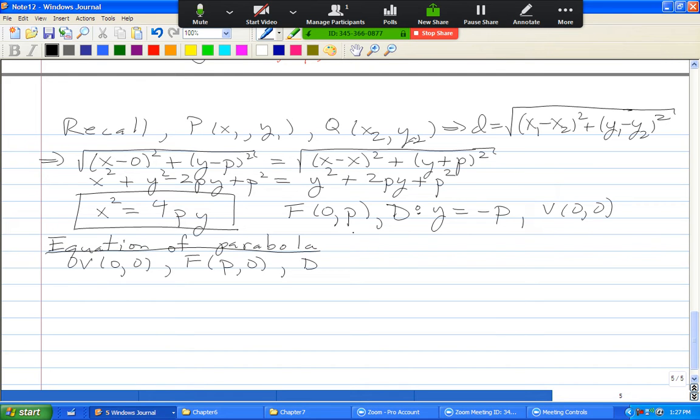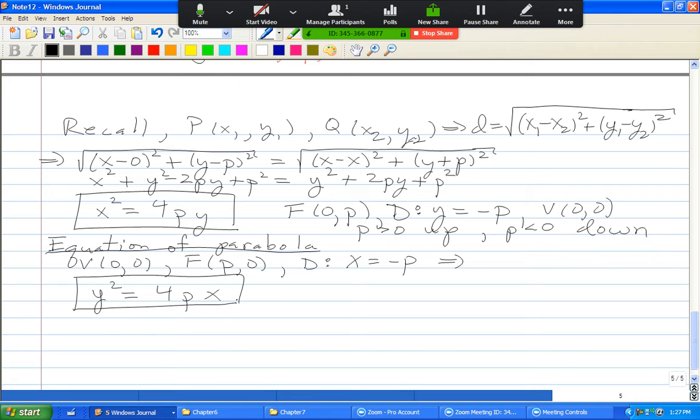And of course, notice that if p is greater than 0, this parabola points up, and if p is less than 0, this parabola points down. Okay, and suppose the directrix is x equals negative p, then the equation of your parabola is y squared equals 4px. So all I'm doing is interchanging x and y.